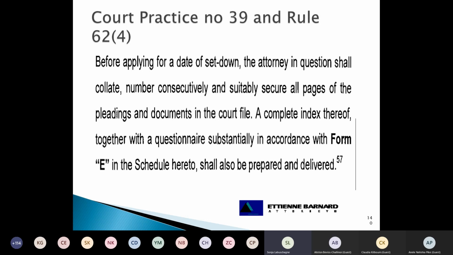So needless to say, they lost the case. But in any event, I wouldn't say it was just that, but it might have played a role. So please keep that in mind. Make sure that the judges are happy and they can turn the pages and they can read everything, and it is in order and in sequence.